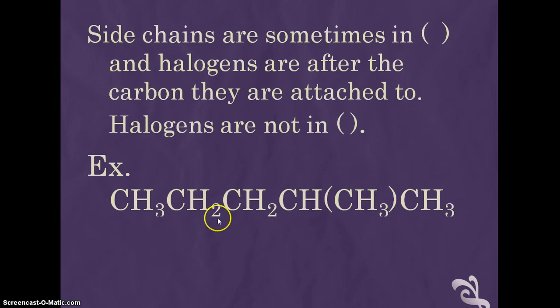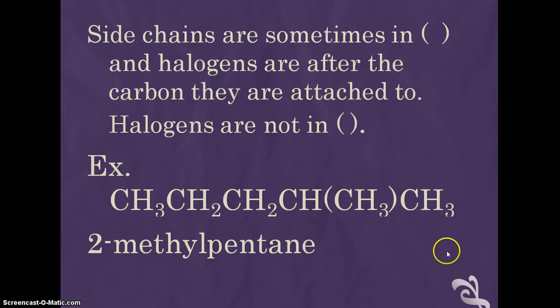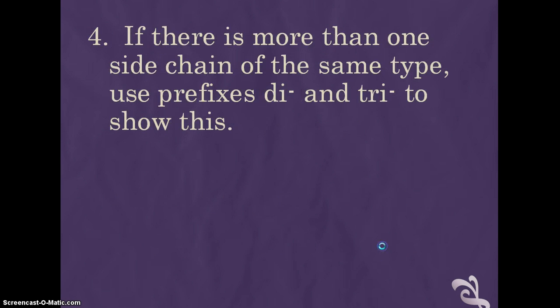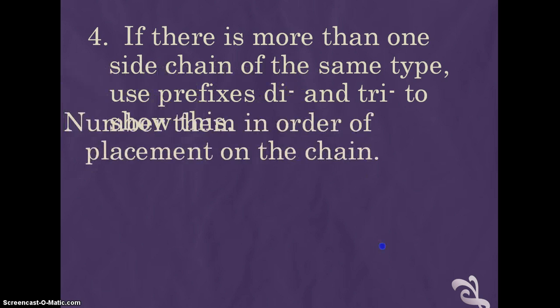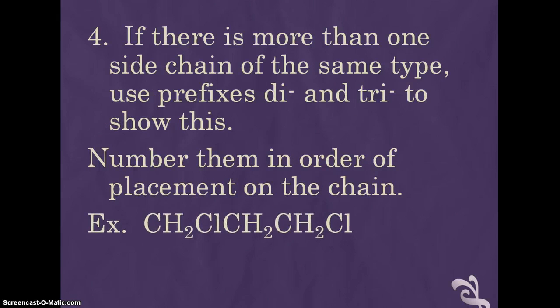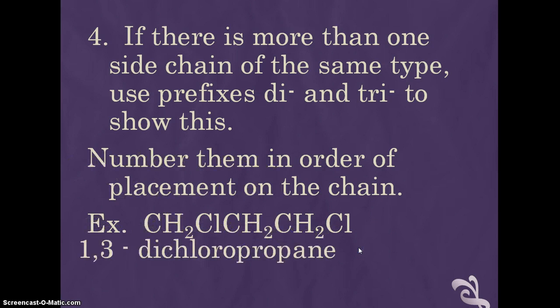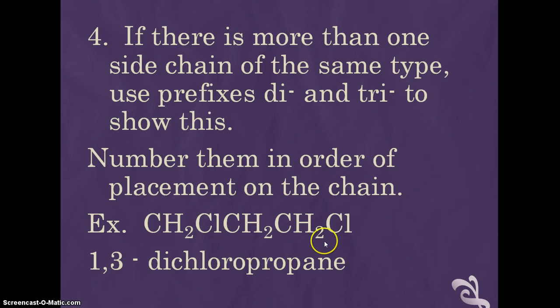So 1, 2, 3, 4, 5 carbons in my chain would be pent. The 2nd carbon from the end has the methyl group, so that would be 2-methylpentane. If there's more than 1 side chain, then you show that with di or tri. So 2 chlorines would be 1,3-dichloropropane because they're on the 1st and the 3rd carbon.